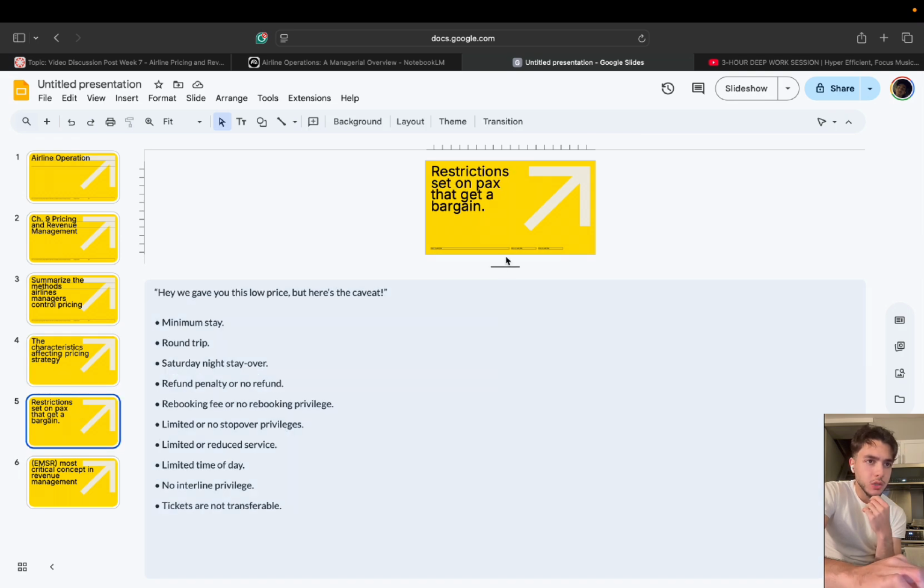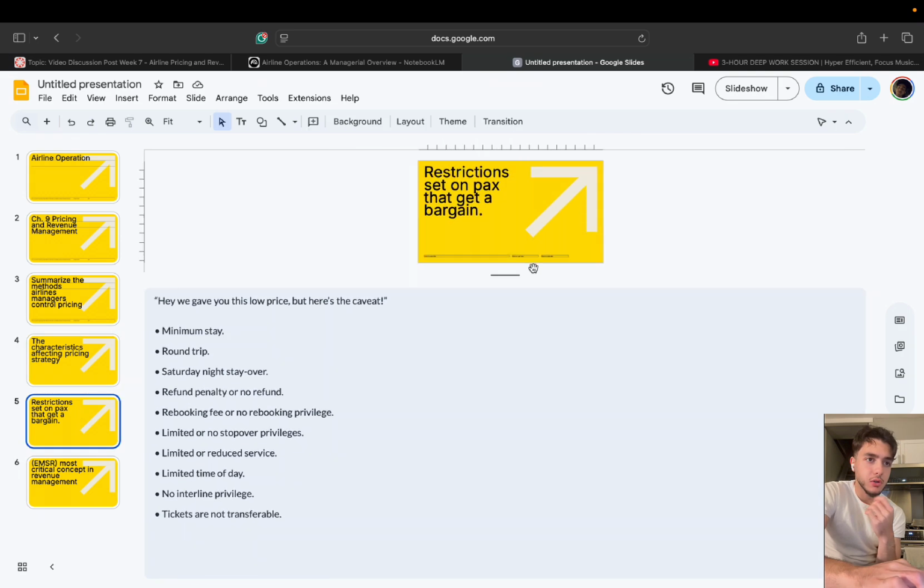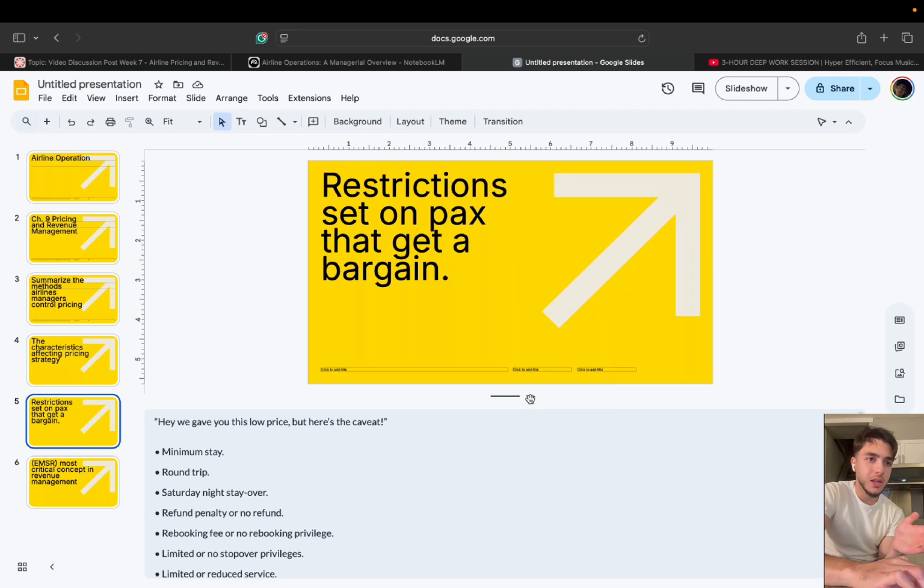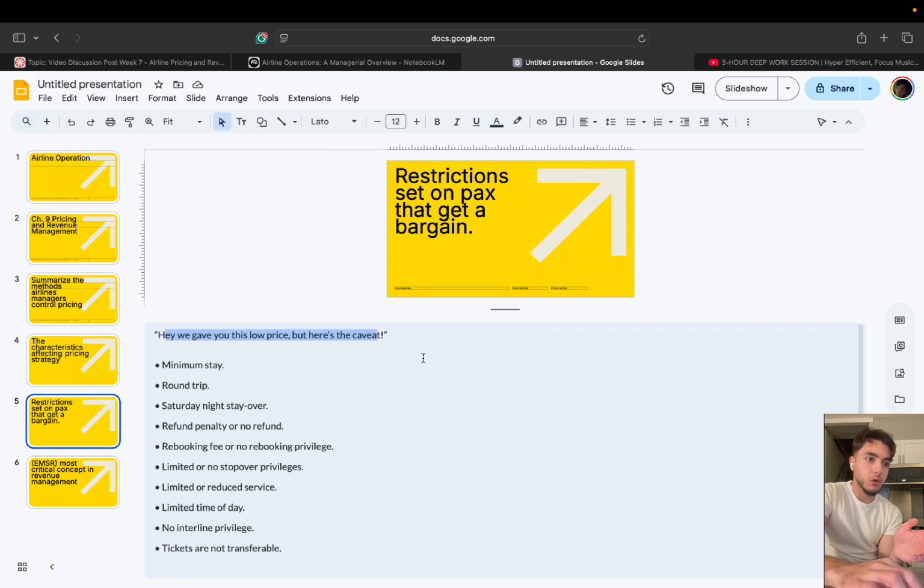Restrictions on passengers. One other strategy is that in order to sell a cheaper ticket, the passenger might have to do a little something for the airline. They're going to say, hey, we have this low price for you, but here's the caveat. You have to do a round trip. You have a no refund policy, and no ticket transfer.